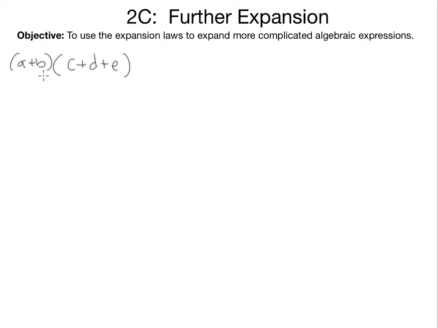Now you notice I have a binomial times a trinomial. And so with this type of equation, I'm going to have to do the distributive property twice. What I'm going to do is take this A and distribute to all the terms in the second polynomial. So we're going to start with A times C, which is just AC. And then I'm going to take the A and times it by the second term, the D. And that's going to give me A times D. Plus, now let's distribute the A to the last term in the trinomial, and I get A times E, which is AE.